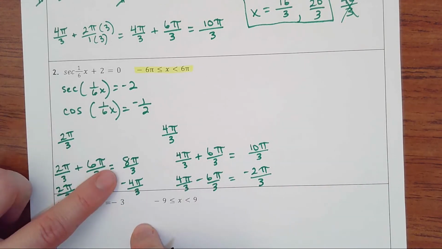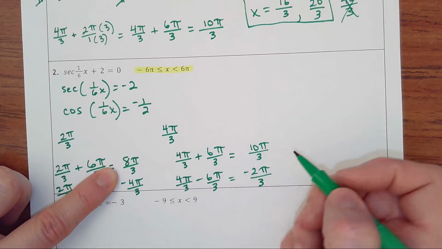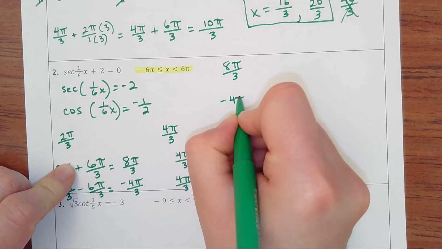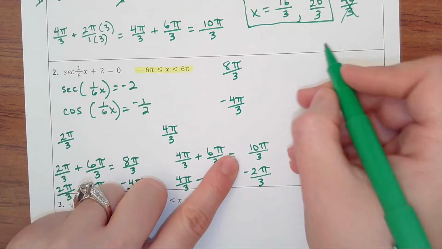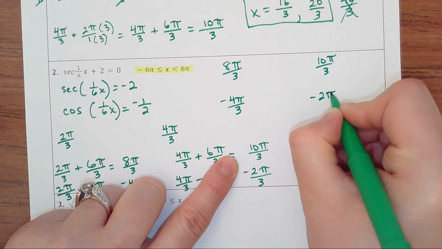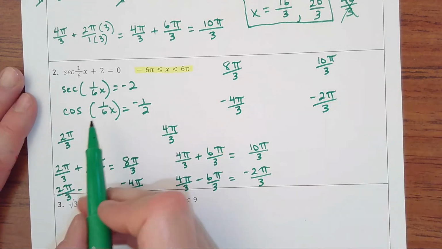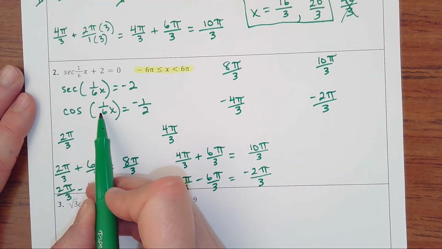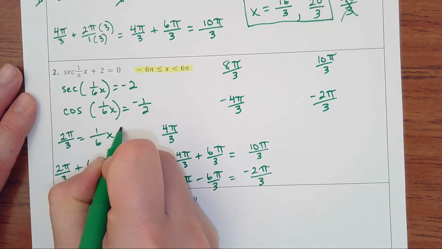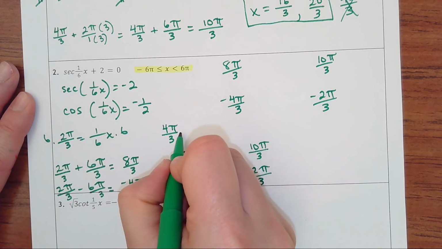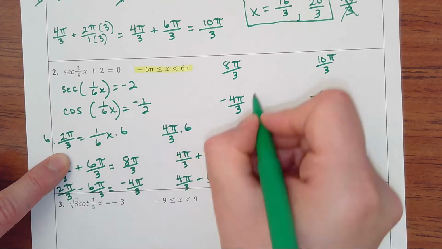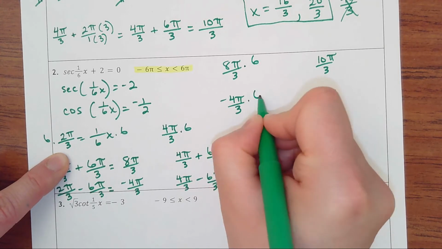So all of these need to be checked. So I'll start writing them up here. 8 pi over 3, negative 4 pi over 3, 10 pi over 3, negative 2 pi over 3. Okay, and what we're setting equal to those is this inner part of 1/6 x. So all I got to do is multiply by 6. So once you figure out the rule, really I just go ahead and do it to all of these.